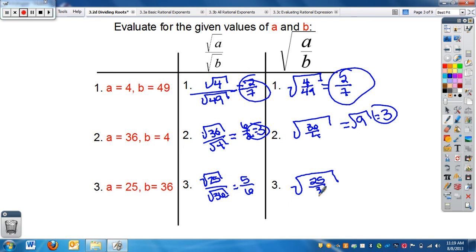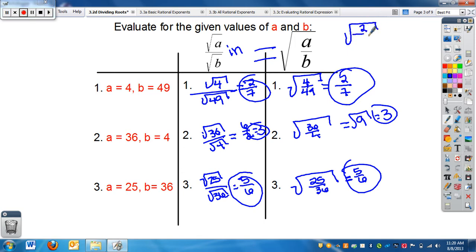Square root of 25 over 36 is 5/6. Since both answers are the same, these two expressions are equivalent, which is just like multiplying. Both a and b are inside the radical, which allows me to write it as one fraction. So if I have the square root of 2/9, this is the same thing as writing the square root of 2 over the square root of 9.